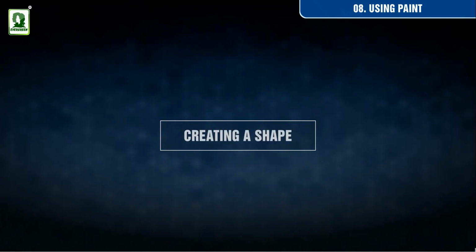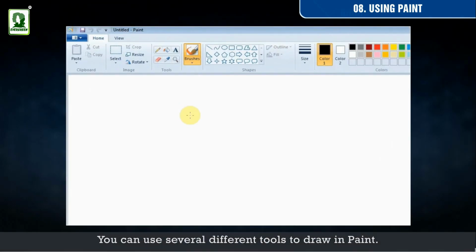Creating a shape. Drawing lines and curves. You can use several different tools to draw in Paint. The tool you use and the options you select determine how the line appears in your drawing. The following tools can be used to draw lines in Paint.